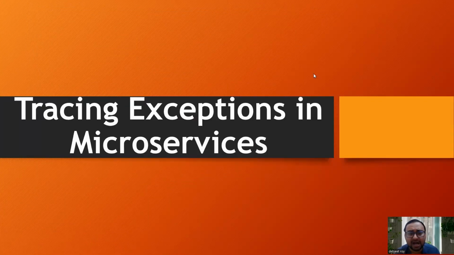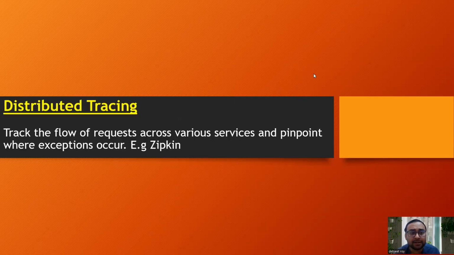Next question was this: how will you trace the exceptions in microservices? For tracing the exceptions, what all things can you do? There are multiple things that we have to focus upon. First is distributed tracing. We have to track the entire request flow, starting from the input parameters, to which all endpoints it is going.